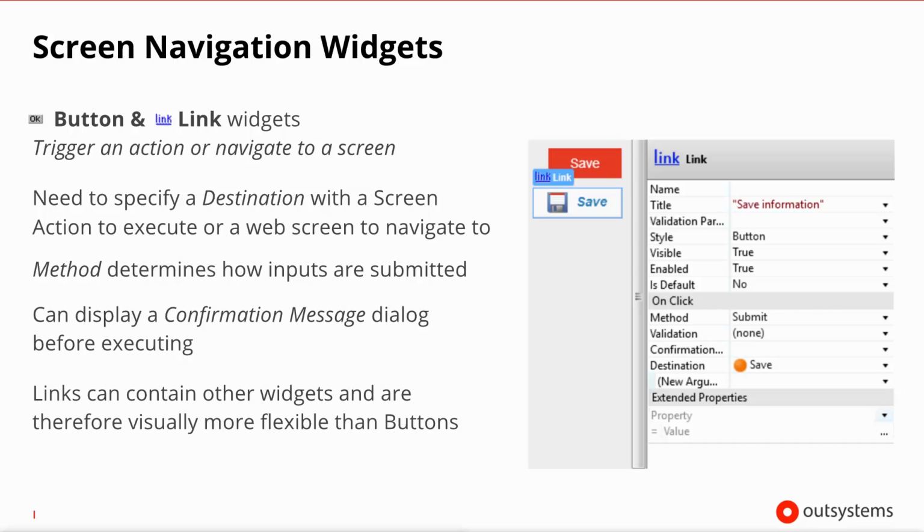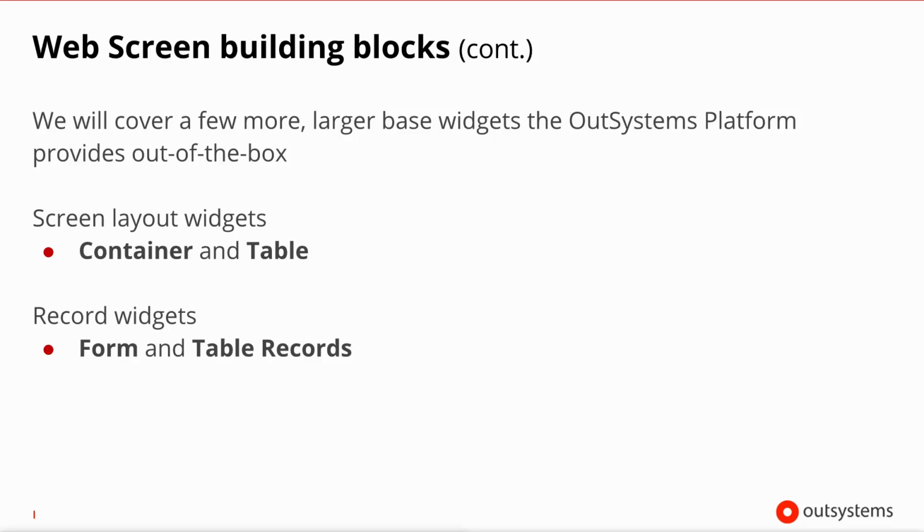Now that we talked about the building blocks, the most basic of widgets, let's look into how these can be grouped together to convey more complex information or to grab compound information from the user. We'll talk about a couple of layout widgets, the container and the table, and a couple of record widgets, the form and the table records.